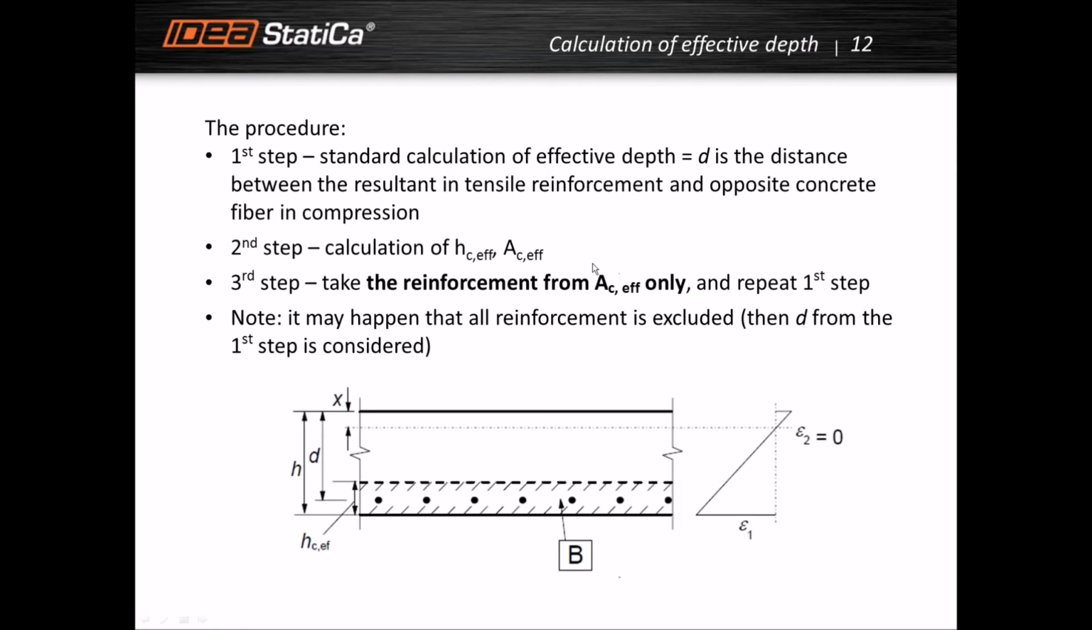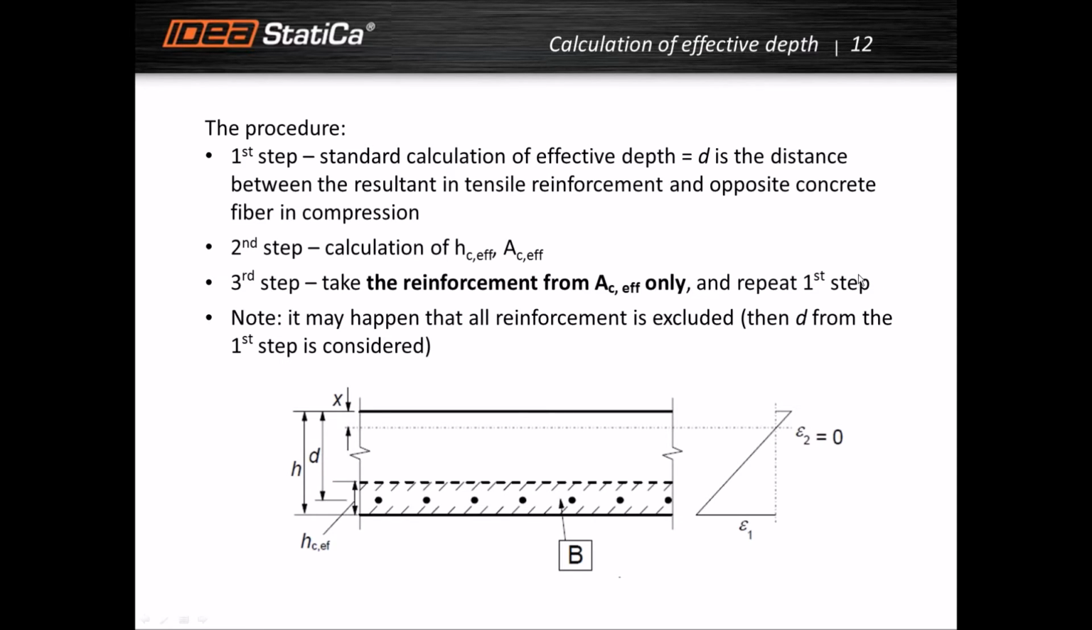The procedure is like this. In the first step, we calculate the effective depth in the standard way as the distance between the real resultant of tensile reinforcement and the opposite concrete fiber in compression. In the second step, we calculate the effective embedment zone, hc,eff and Ac,eff. Then in the third step, we take the reinforcement from the effective embedment zone only, as it is in the code. And we repeat the first step.